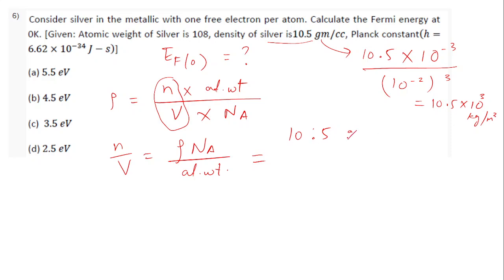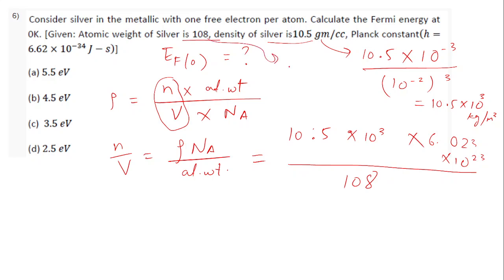So this will be 10.5 times 10 to the power 3 kg per meter cube, and Avogadro number we know, 6 point, they have not given. Okay, 6.023 into 10 to the power 23. Atomic mass is 108. Usually I have told you many times that when atomic weight is given like this, that means it's in gram per mole. So here everything is in SI unit, means I need to change it to kg per mole. So gram to kg means 10 to the power minus 3, I'll multiply. Then it will become kg per mole.